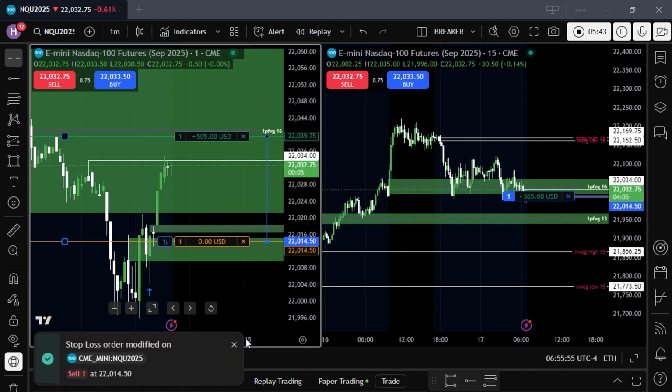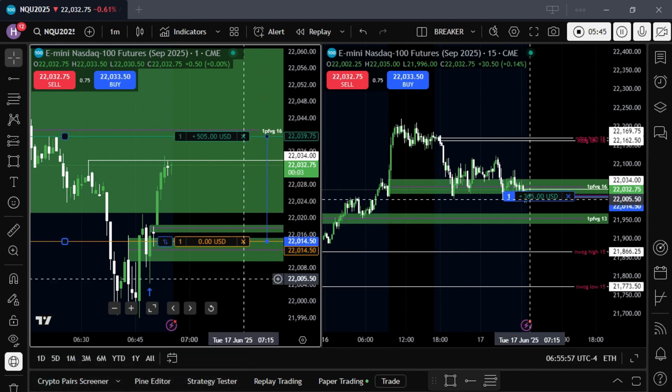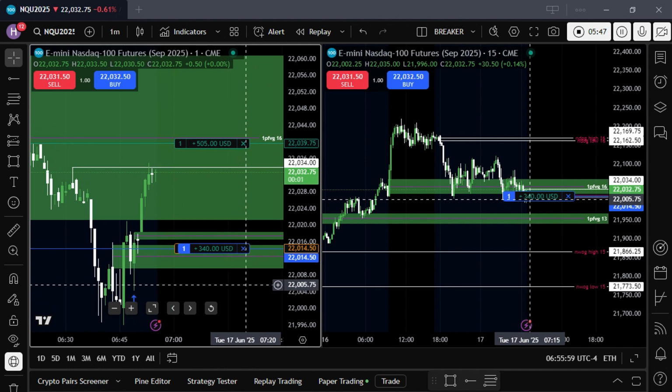And it's not just because the consequent encroachment is there. It's because there's liquidity resting right below it.